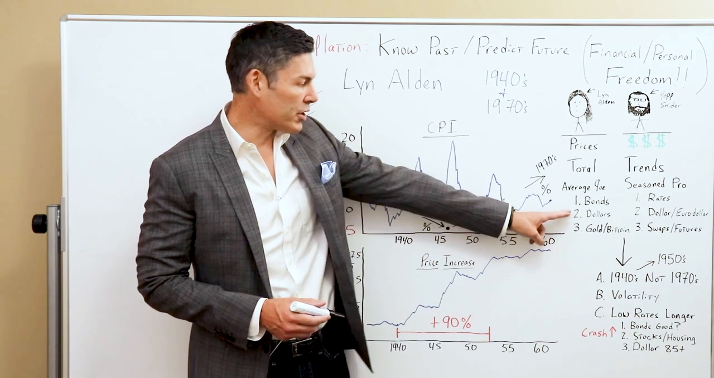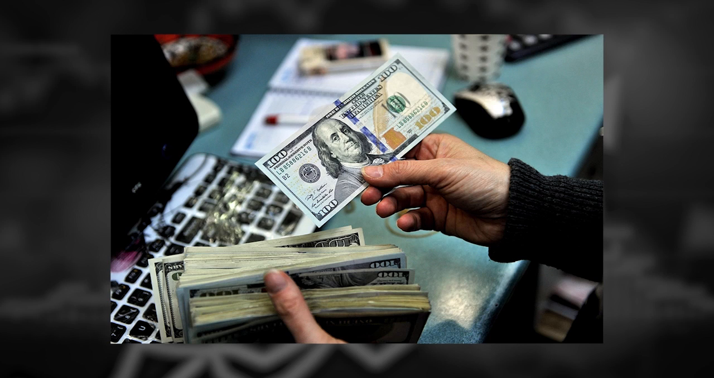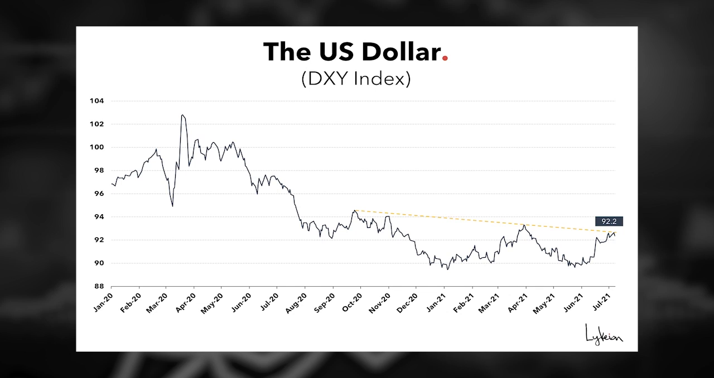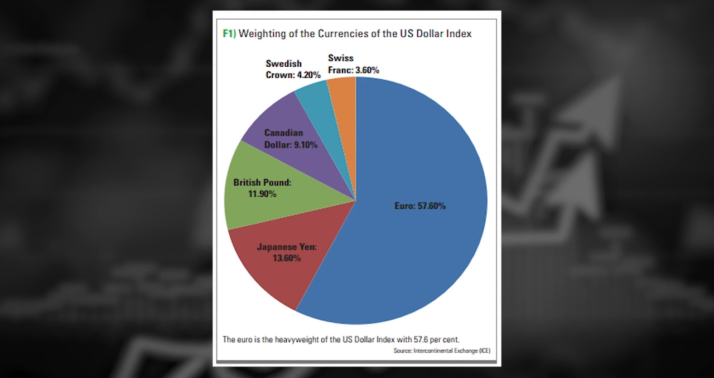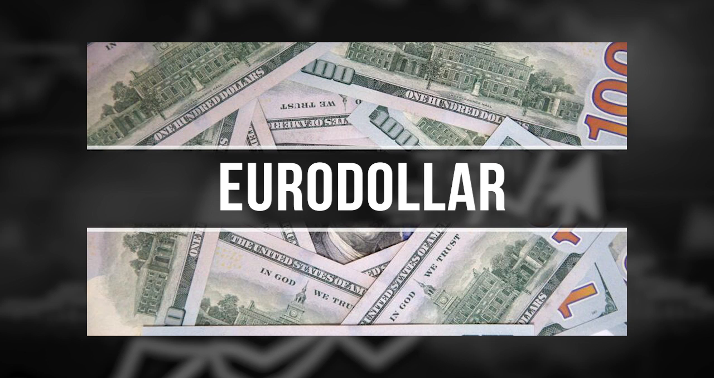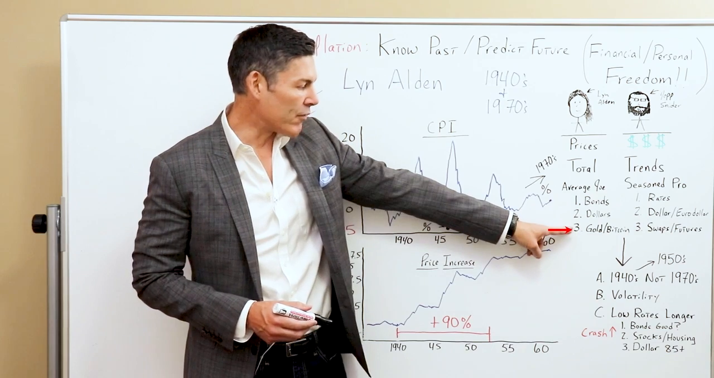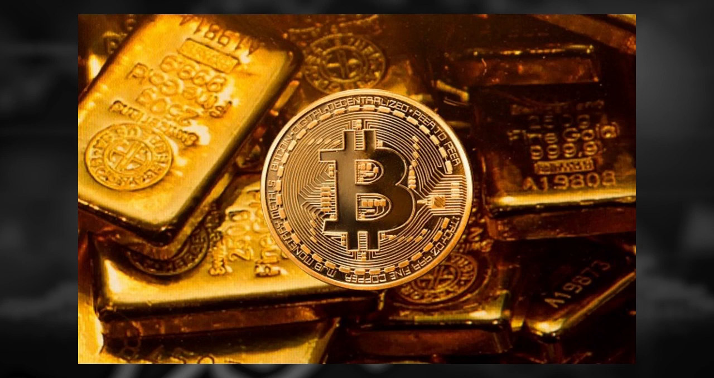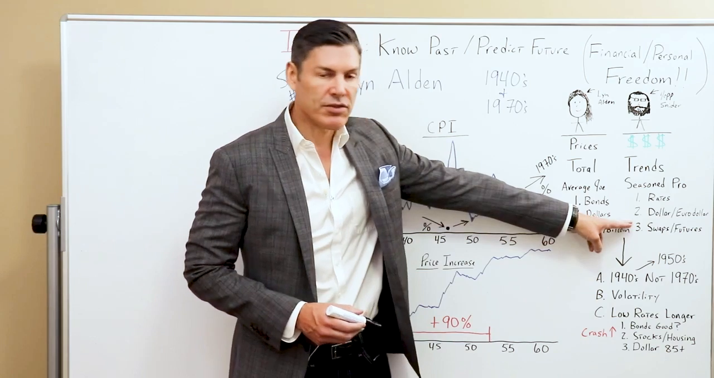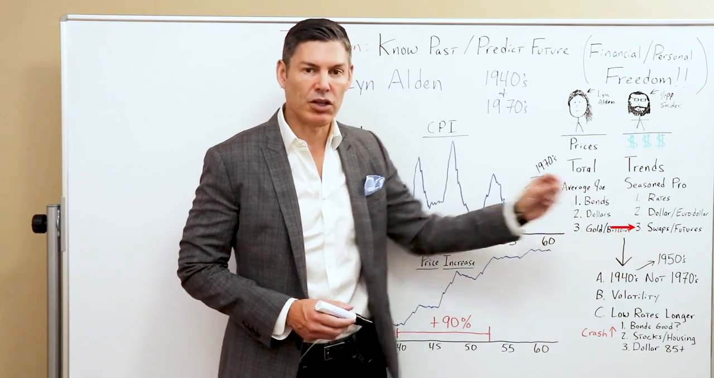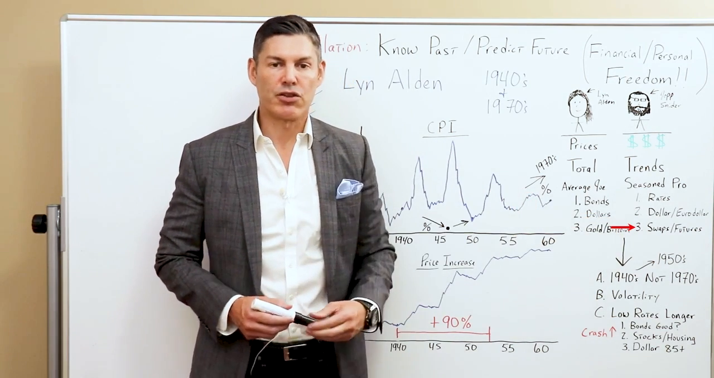The average Joe is really concerned about the dollars they have in their checking account, where the seasoned pro is far more concerned about the dollar on the DXY relative to a basket of other currencies and the Eurodollar system. What is the global economy doing? And then the average Joe is concerned with the price of gold, Bitcoin, the seasoned pro more concerned with what's going to happen with swap rates, Eurodollar futures, in other words, derivatives.